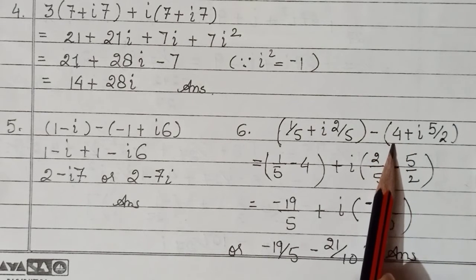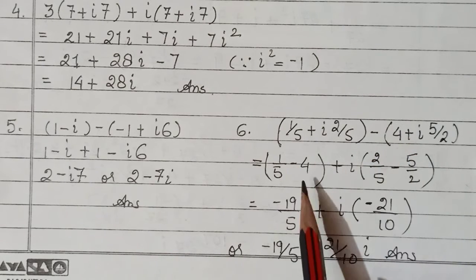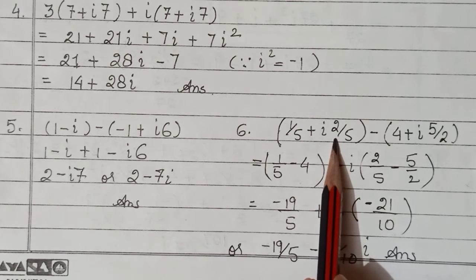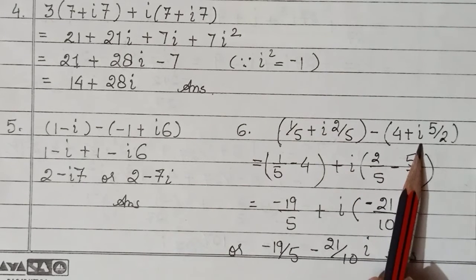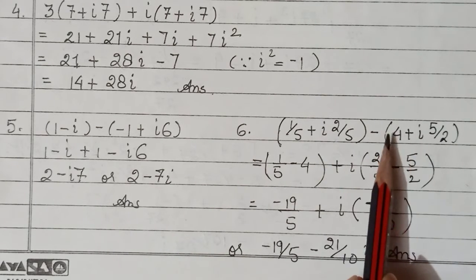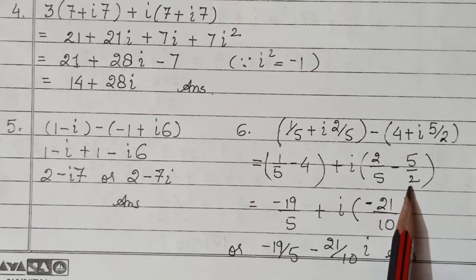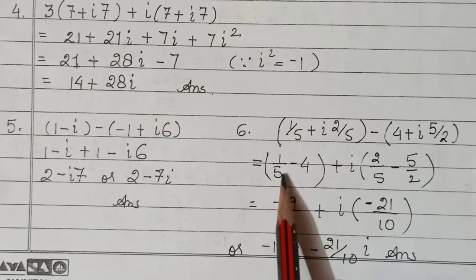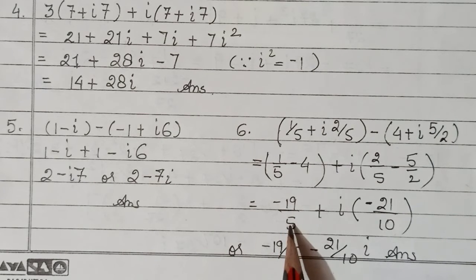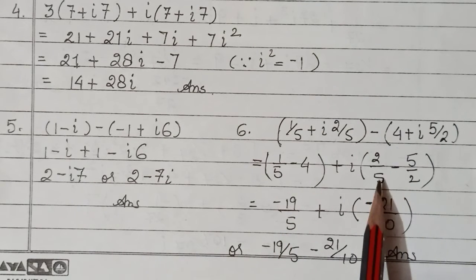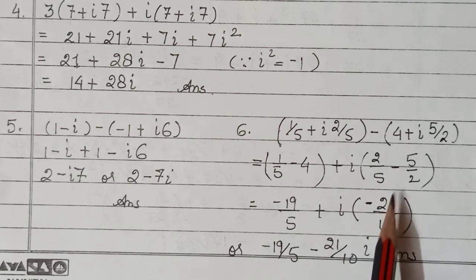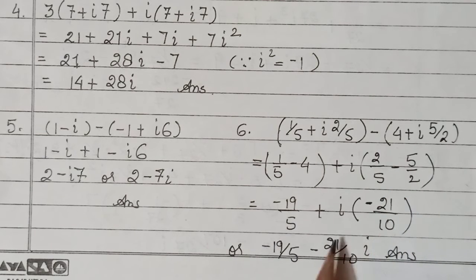This minus distributed, so this becomes 1 by 5 and minus of 4. Then for i, if you put all the imaginary parts together, you had 2 by 5 here, and then you'll have minus 5 by 2 from there. Simple addition subtraction, that's minus 20 plus 1, which gives you minus 19. So that's your real part. And this again taking LCM, so that's plus 4 minus 25, which is minus 21 upon 10.